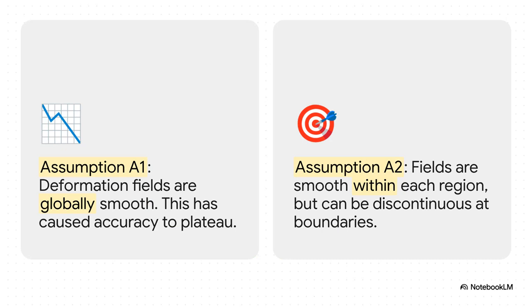In this slide, this really gets to the heart of the whole philosophical shift. That old assumption, what they call global smoothness, is why progress basically hit a wall. It just doesn't match reality. The truth is what they call local smoothness. Motion inside your liver is smooth, sure, and motion inside your kidney is smooth. But the space between them, they can slide and shift past each other. It's a way more realistic model of what's actually happening.